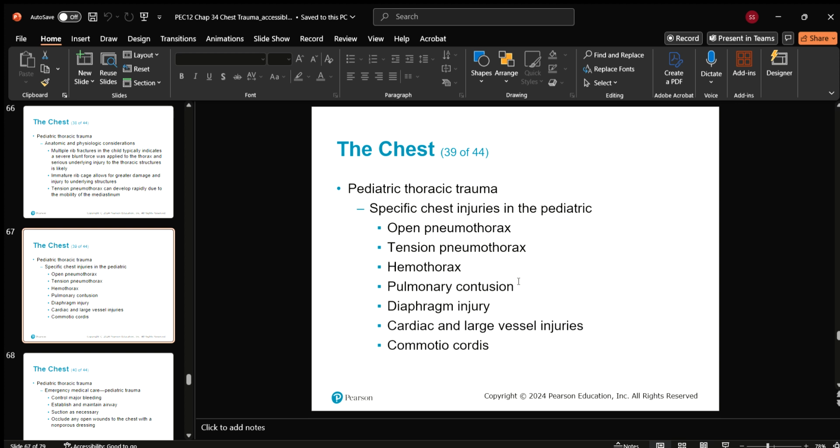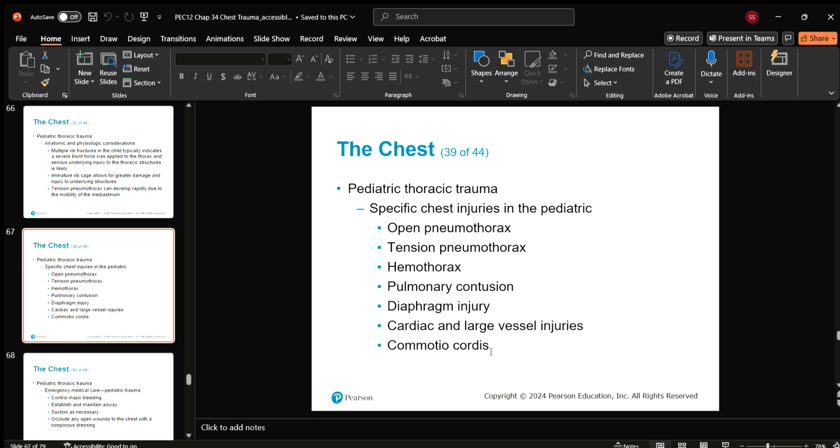All right, these are all things that we may see in pediatric injuries. Open, tension, hemo, contusions, diaphragmatic injuries, and then lastly, commotio cordis. Did they ever talk about commotio cordis in class? Commotio cordis is when there is a sudden blunt force trauma on the chest at a very specific point in the heart's cardiac cycle, causing it to suddenly stop and go into cardiac arrest.